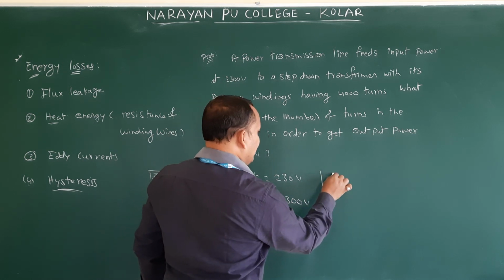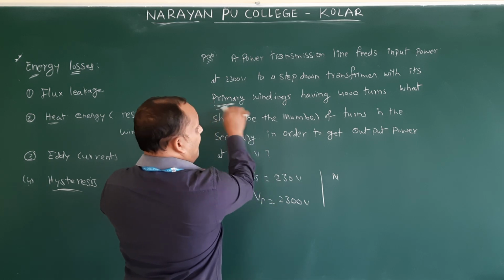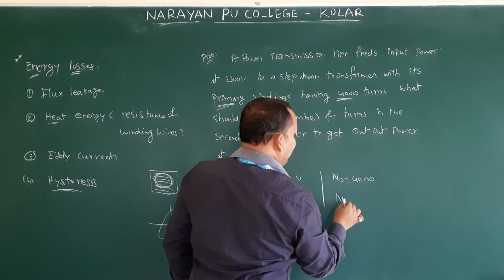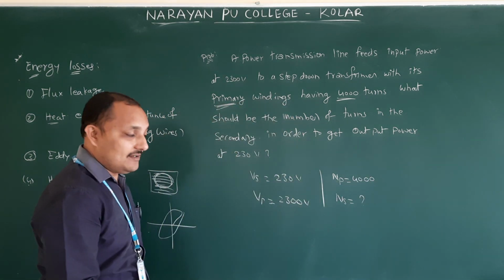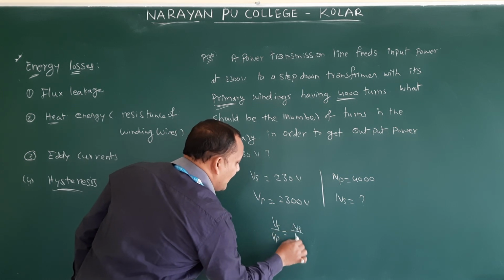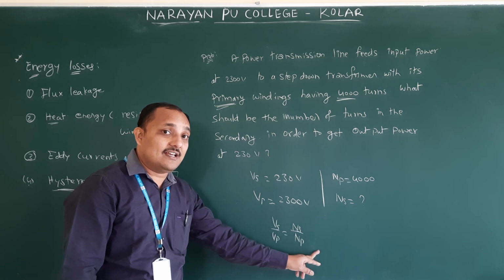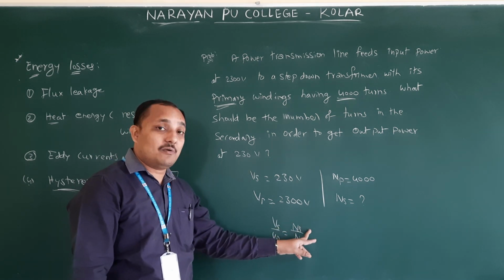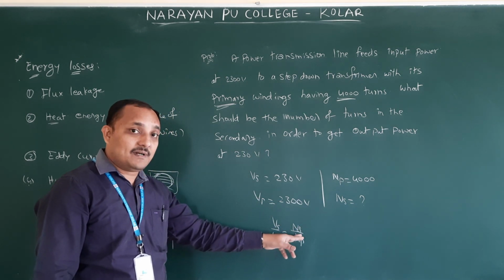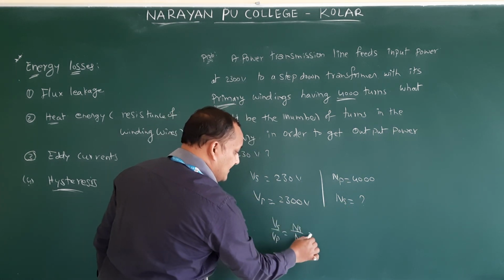2300 volts. Number of turns in primary, how many? 4000. So how many in secondary? What is the formula? Vs by Vp is equal to Ns by Np. Sometimes they will ask current. For current, you have to write Ip by Is. That small change you have to take care of, otherwise you will get it wrong. So Vs by Vp equals Ns by Np, but for current it is Ip by Is. Okay, now we have to find Ns.